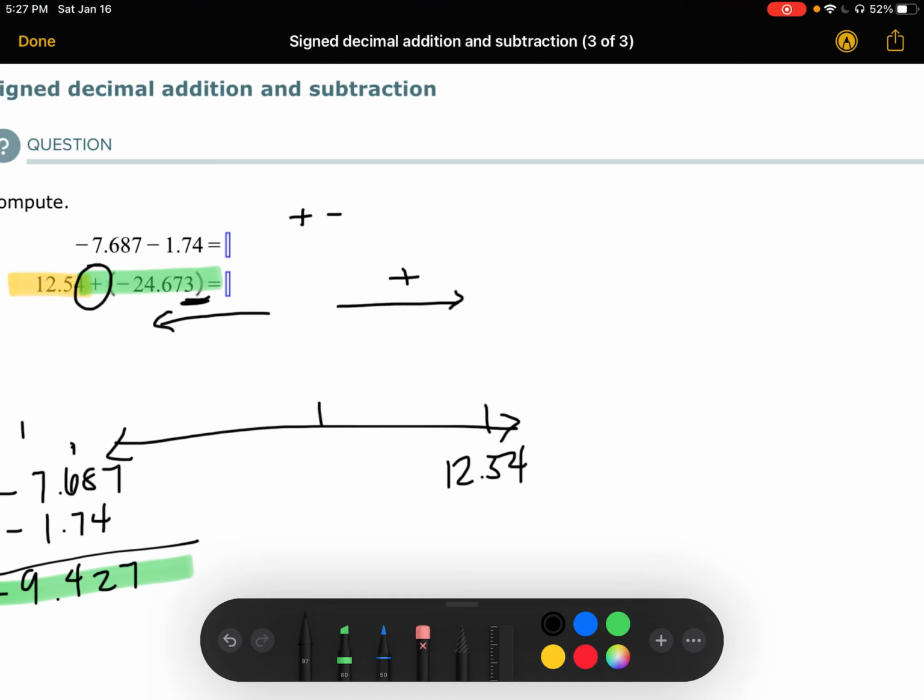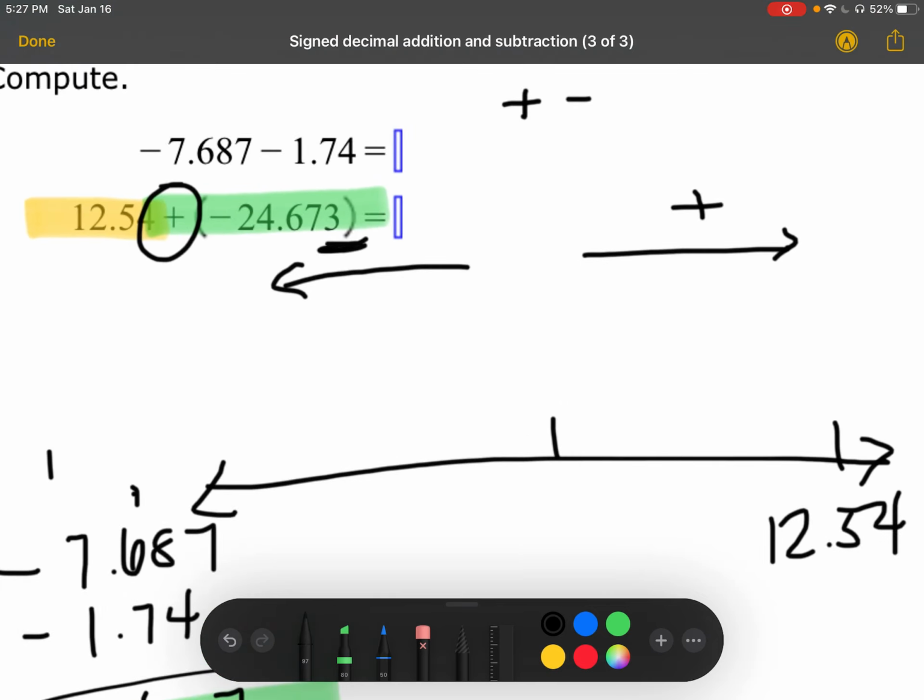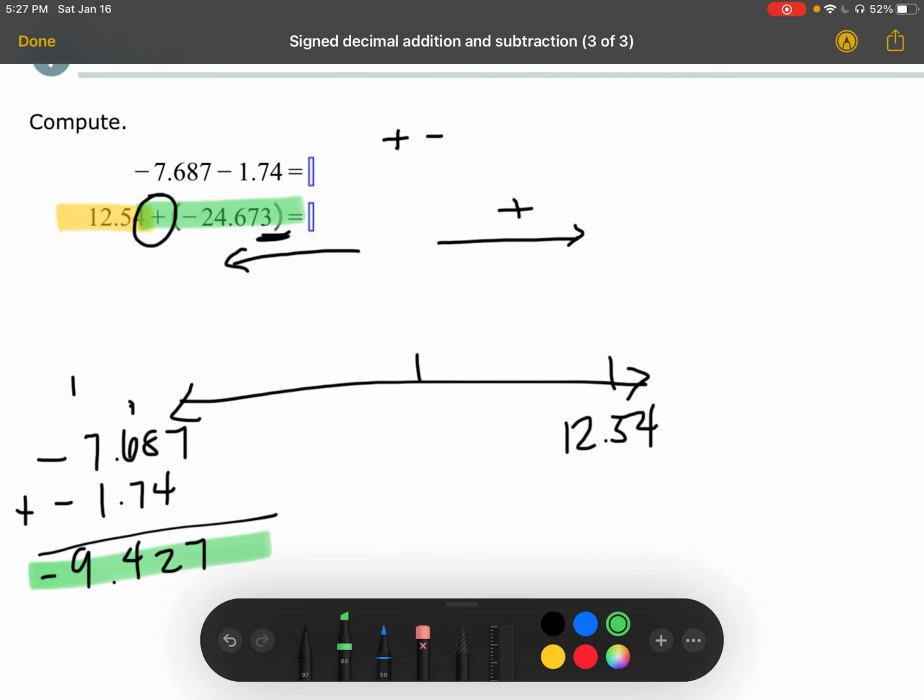Okay. So when you have that, it's 12.54 and negative 24.673. Okay. So in that case, we are still going to the left. Because it's a negative right there, or you could just say a positive and negative together equals a negative, whichever way works for you. But we're not doing that whole multiplication thing right now. So if that made no sense to you, just don't pay attention to that. So we're gonna go to the left, negative 24.673.